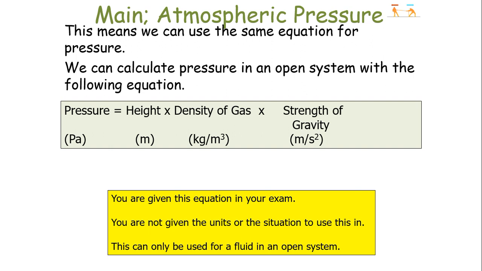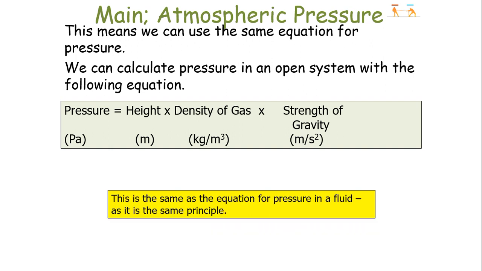Now you are given this equation in your examination. It is found on the equation sheet at the end of your exam, but you are not given the units for all the values or the situation to use this in. So you need to know that you use this particular equation for a fluid in an open system such as the ocean or the atmosphere. It is my advice that you just memorize the equation anyway, because it allows you to use it quickly and easily in examinations. Again, it's the same principle as the equation of pressure in a fluid, because it is literally the same concept.